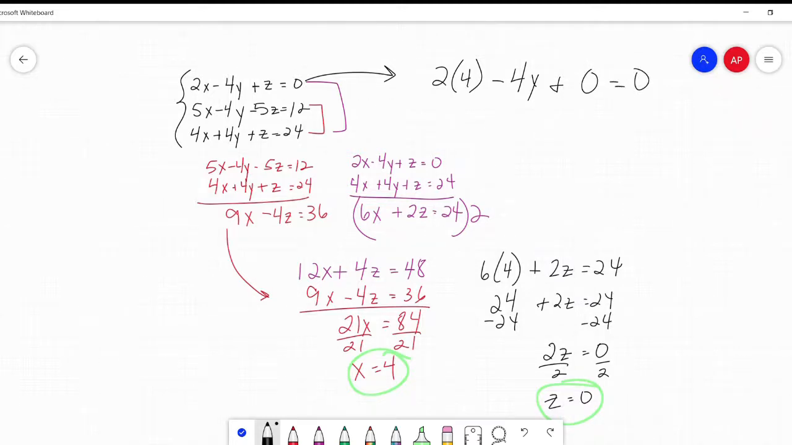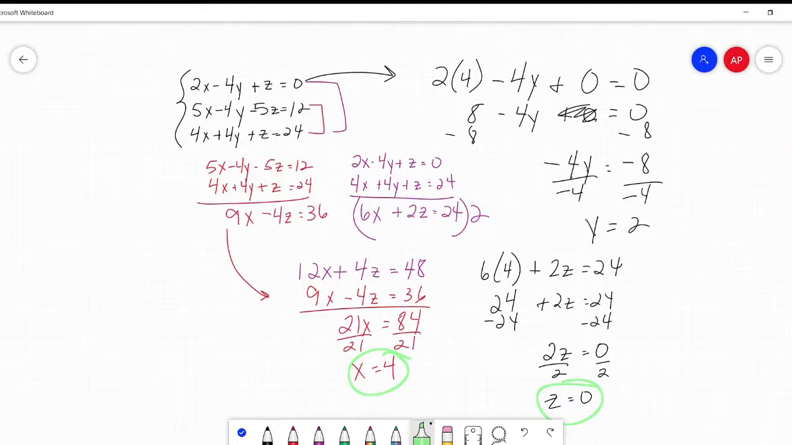2 times 4 is 8. Okay, so I'm going to subtract 8 from both sides. I don't have to worry about that 0. And I get negative 4y equals negative 8. I divide by negative 4. Y equals 2. Dun, dun, dun. And there we have our answer. X is 4, Y is 2, and Z is 0. And if you plug these three numbers into each of these equations, all three of them will work.